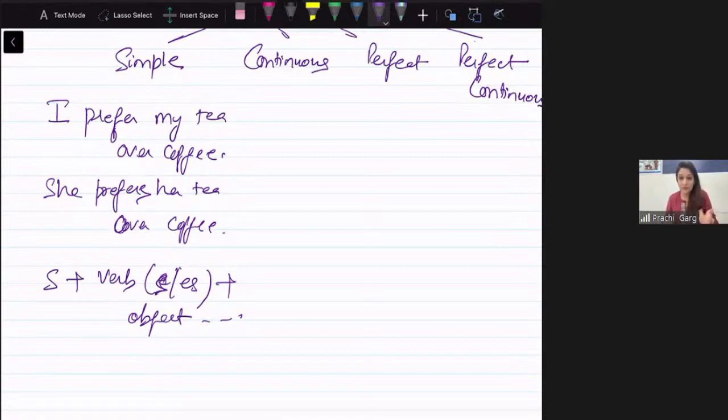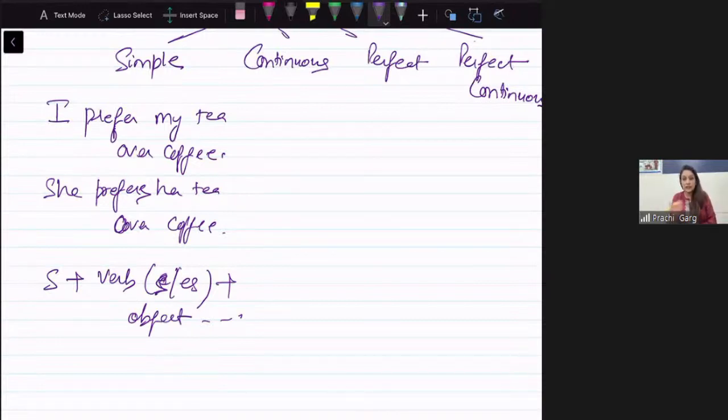So in simple present, we have subject, then we have verb. We decide if you want to use s or not, depending upon the number of the subject, and the rest of the thing will follow in itself. Now, when do we use simple present tense? Simple present tense is used when we are generally expressing some habits, when we are talking about some general truth, or we are talking about some routine, right?